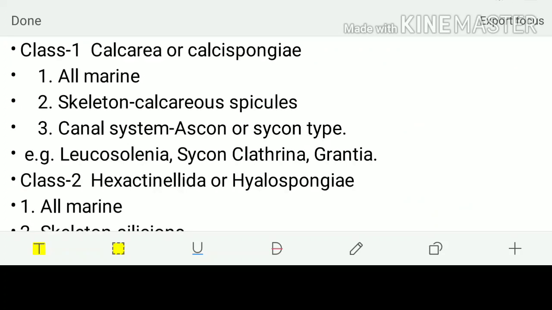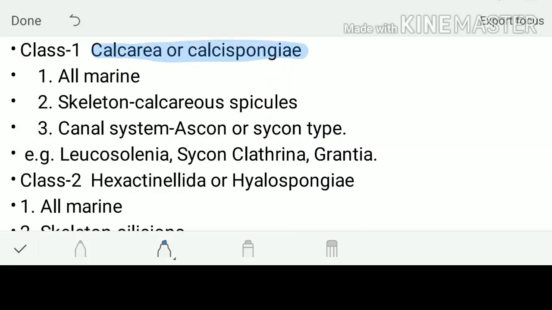Now, the Phylum Porifera is further divided into different classes, and we are dealing with class number 1. The first class is the Calcaria or Calcispongiae. Here, all of the members of the class Calcaria are marine, which means they are not found in fresh water. Their skeleton is especially made up of calcium spicules. We have seen that spicules may be made up of calcium or of silicon, but here their skeleton is made up of calcium.